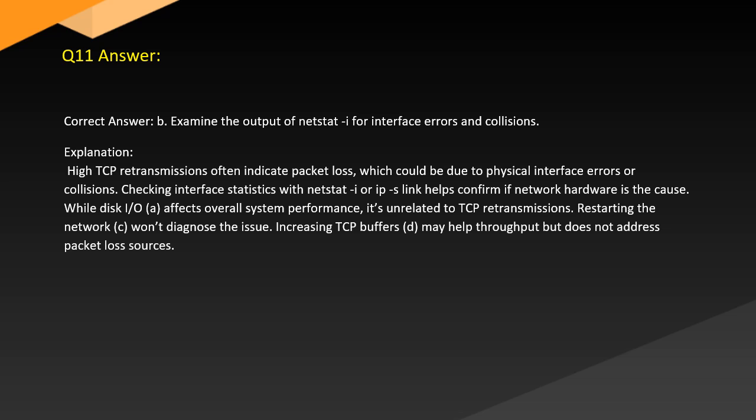Explanation. High TCP retransmissions often indicate packet loss, which could be due to physical interface errors or collisions. Checking interface statistics with netstat -i or ip -s link helps confirm if network hardware is the cause. While disk I/O affects overall system performance, it's unrelated to TCP retransmissions. Restarting the network, C, won't diagnose the issue. Increasing TCP buffers, D, may help throughput, but does not address packet loss sources.